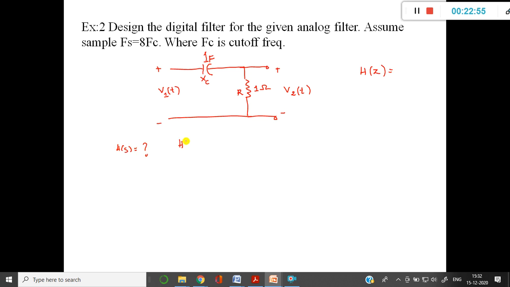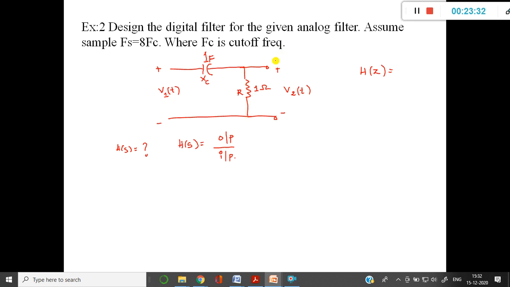What do you mean by h of s? Basically, a transfer function. What do you mean by transfer function? Output by input. Try to understand this. I'm giving this example because it is more realistic. I'm trying to connect your network analysis, or analog circuits, and how we actually construct a digital filter from an analog filter. So this is a filter which is nothing but a high pass filter here.